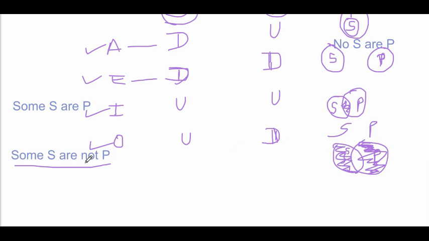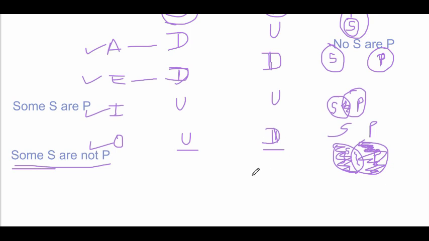When this is some S are not P, S is undistributed and P remains distributed. As I explained again, why it is distributed is because they are saying that only some S are not P. Means in this part there are no S. If there are no S, then P is completely inclusive and exhaustive. Completely includes all parts because the P does not include S. This is what they are trying to say. I hope this is clear.